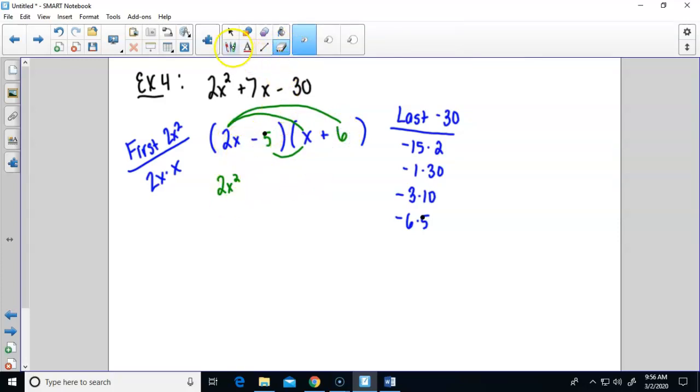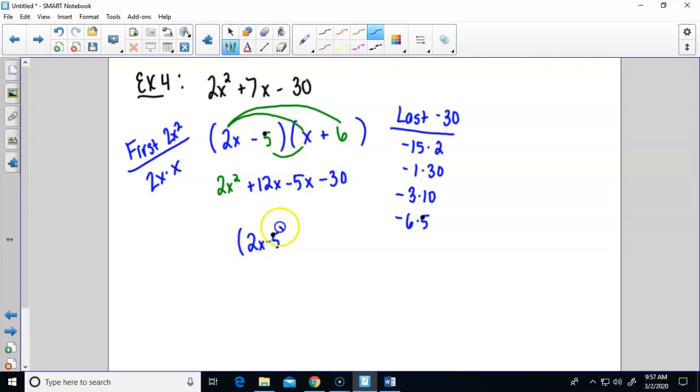Okay? Do not pack up. Alright, 2x times x is 2x squared. 2x times 6 is positive 12x. Negative 5 times x is negative 5x. Negative 5 times 6 is negative 30. Does that one work? Yes, so 2x minus 5 times x plus 6 is our answer. Now, I kind of gave Evan a hint because we were running out of time there.